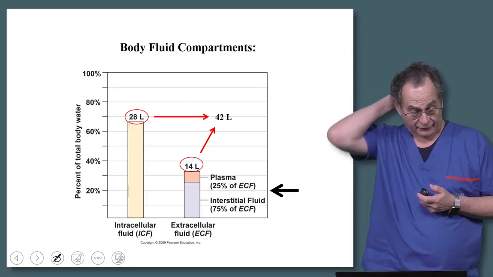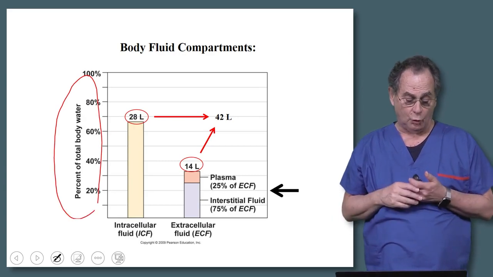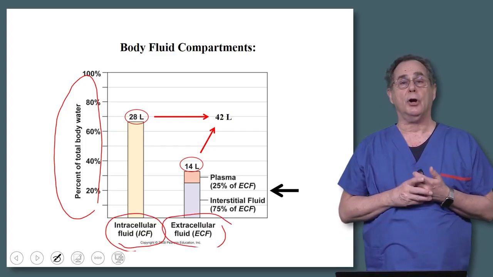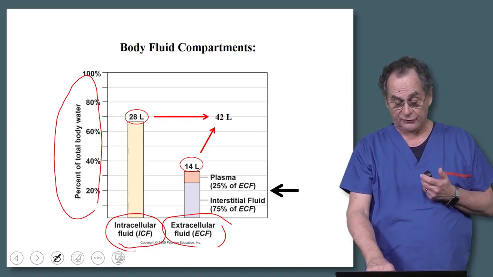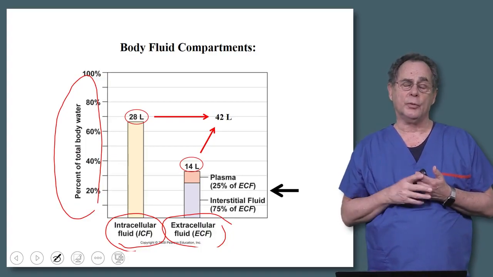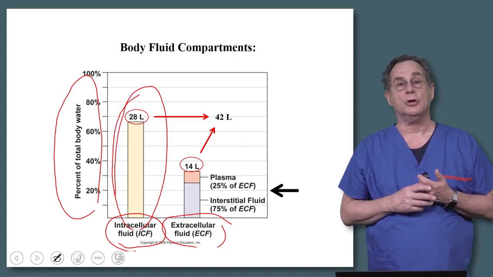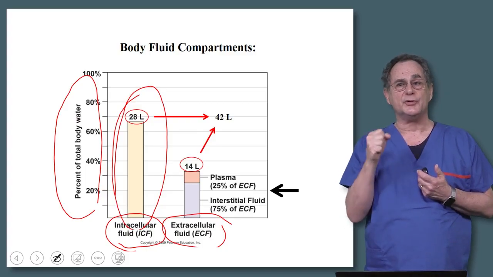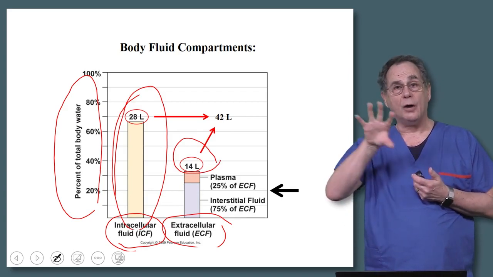So let's look at a graph and get particularly quantitative. So this is the percent of total body water. And we're looking at the intracellular and extracellular compartments. 60% of a 70 kilogram male is 42 liters. So of a 70 kilogram male, his total body water is 42 liters. Of that 42 liters, 28 liters, 2/3, resides within the cellular compartment, inside of cells. And 14 liters, 1/3, resides outside of cells.